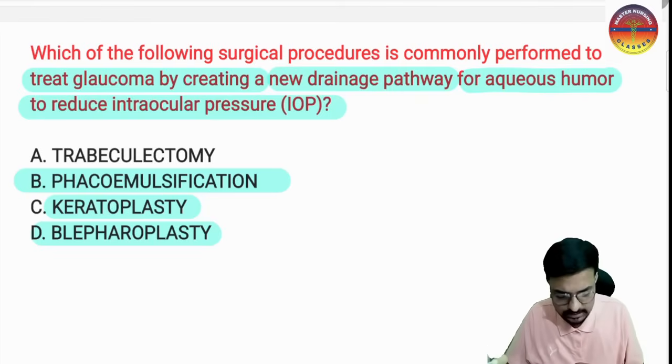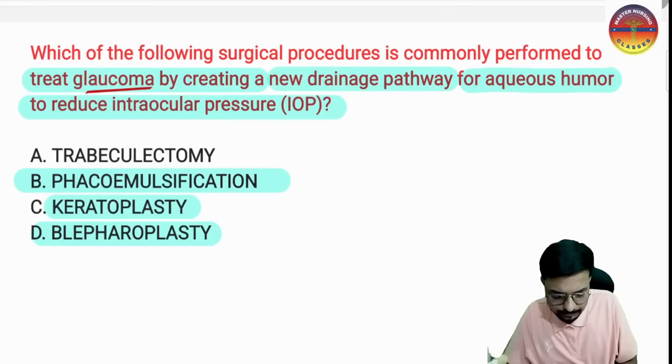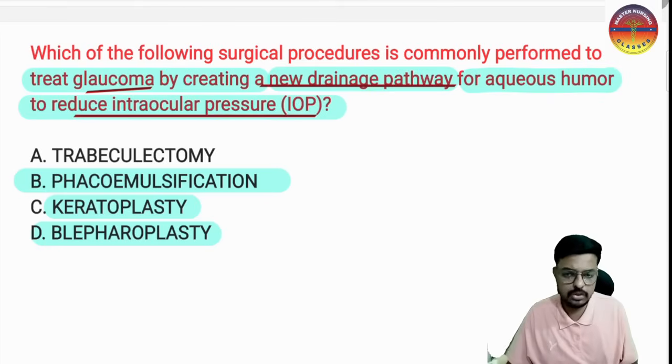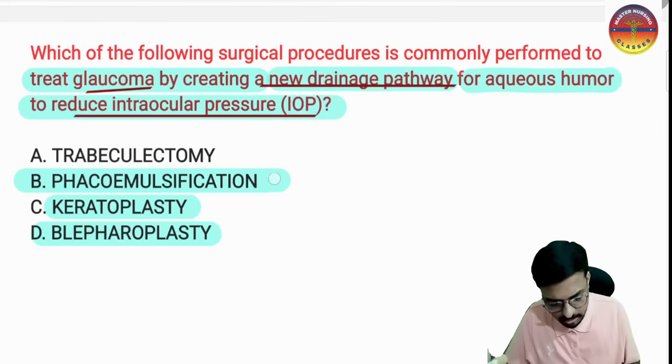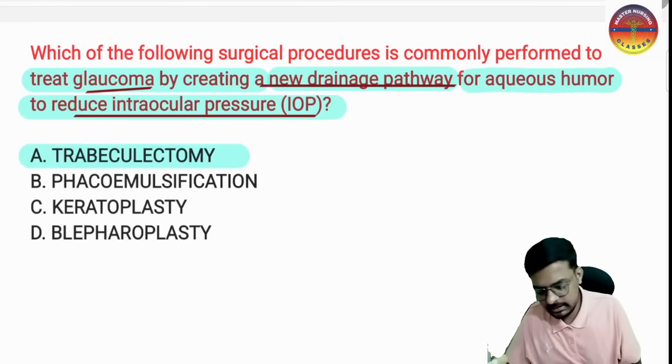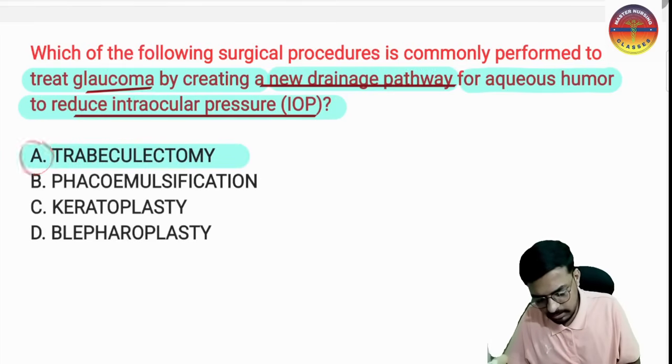So now the question is, in a patient with glaucoma, to create a new drainage pathway and to drain the aqueous humor and reduce the intraocular pressure, what is the procedure we are performing? That is the trabeculectomy. So we are removing the trabecule and we are creating the new pathway. That's what we can say as trabeculectomy, removal of the trabecular meshwork.